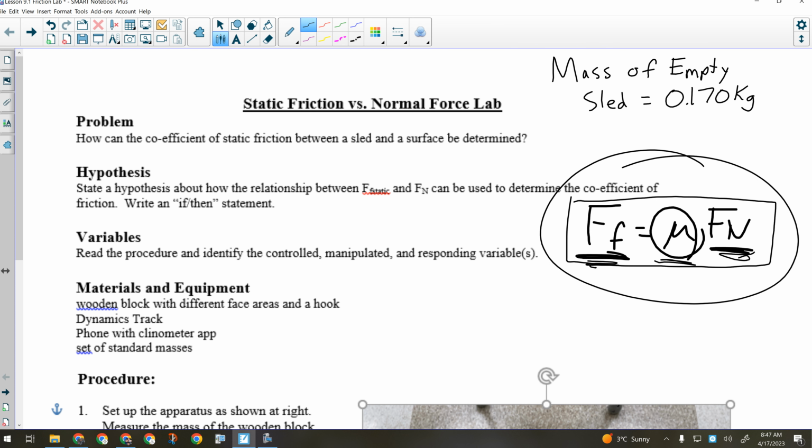So, for our hypothesis, we want a hypothesis that talks about the relationship between the force of static friction and normal force, and how it can be used to determine the coefficient of friction. So the if part should talk about the relationship between normal force and the force of friction.